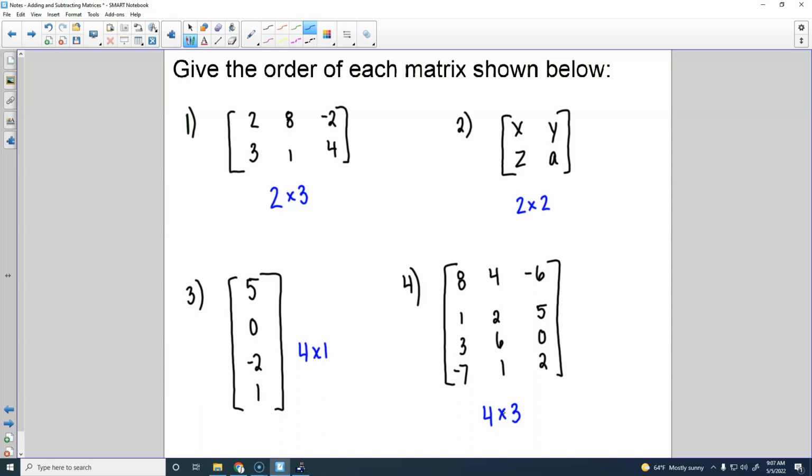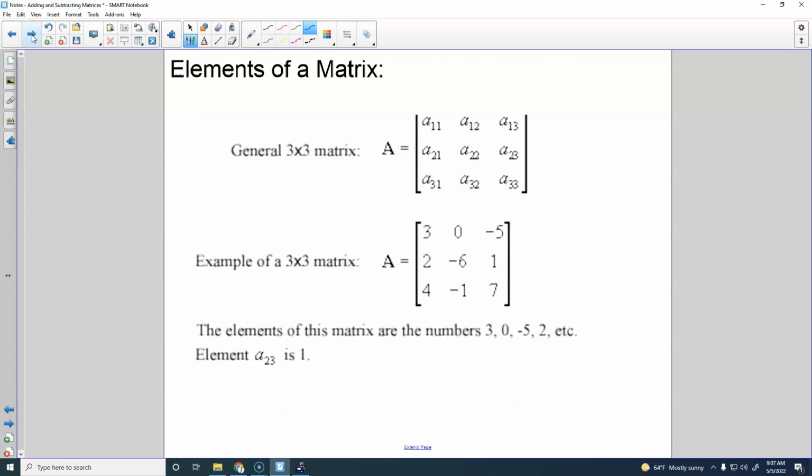Okay, so pretty straightforward. Everybody has that. Not really complicated, but important to know. The elements of a matrix are typically given, so like if we ask you for an element A2,3, that means second row, third column.